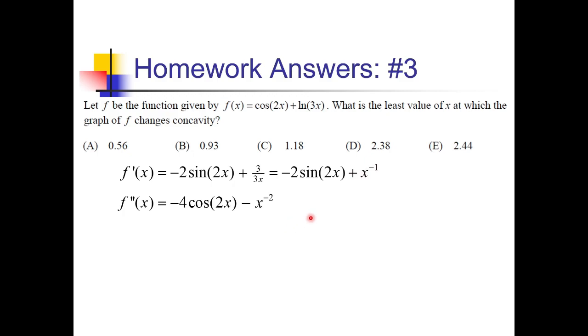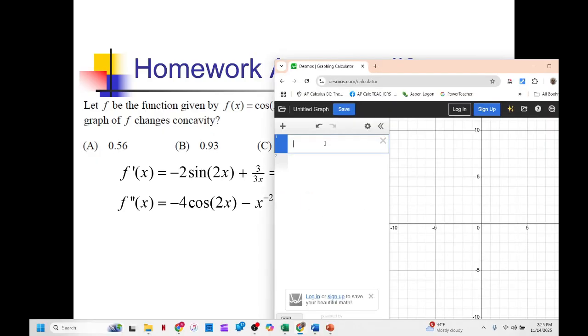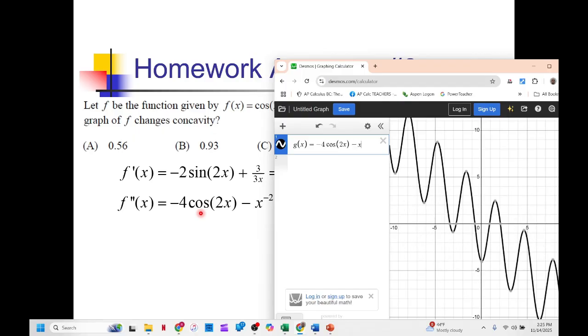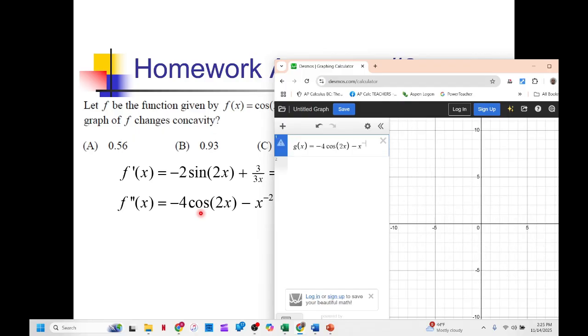And now I want to figure out where this f double prime is first changing sign. So let me go to Desmos for that. Here in Desmos, let me enter this function. I'm just going to call it g, so I have something to call it. And I'll call this negative 4 cosine of 2x minus x to the negative 2.